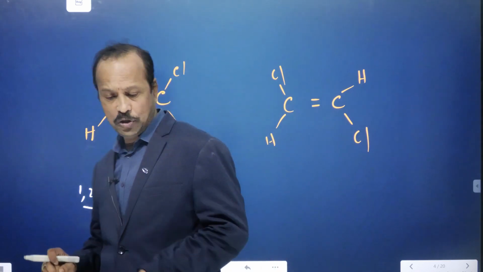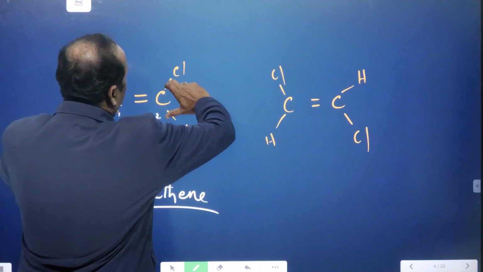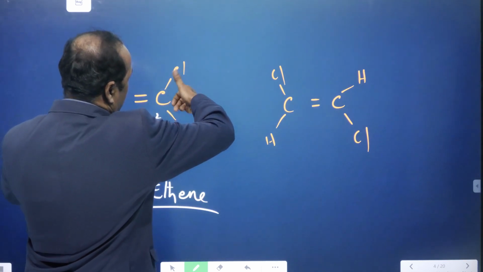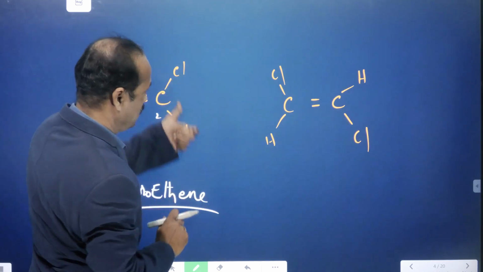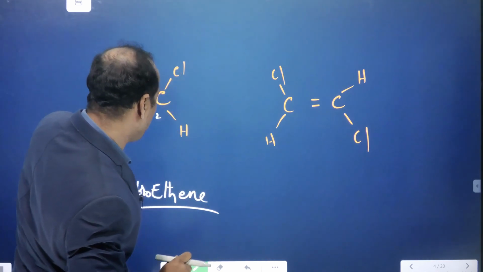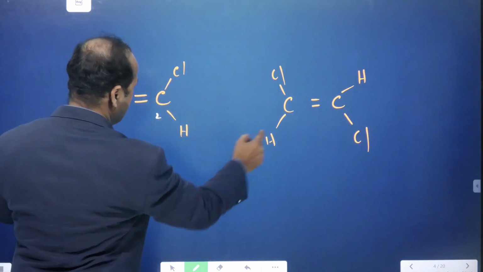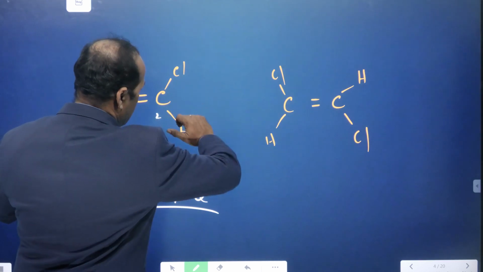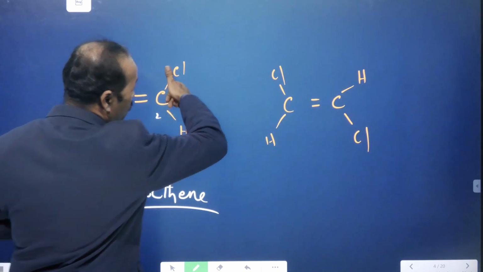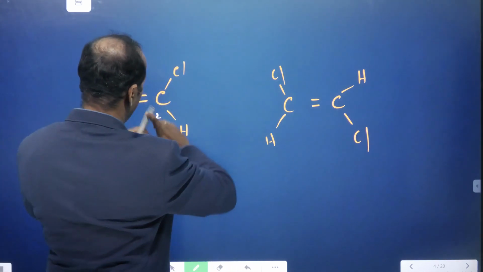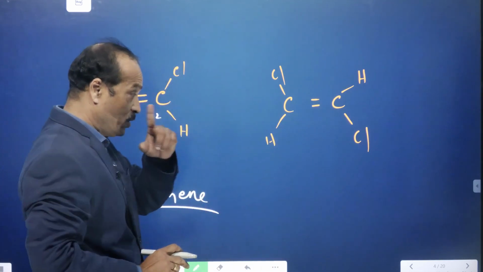Now you say, can I rotate like this? Here I am rotating so that this hydrogen goes up and chlorine comes down. Is this rotation possible or not? On rotating like this, chlorine, hydrogen, chlorine is the same. But if I rotate like this, this hydrogen goes there and this chlorine comes here. If I rotate only this carbon like this, I will get this structure.